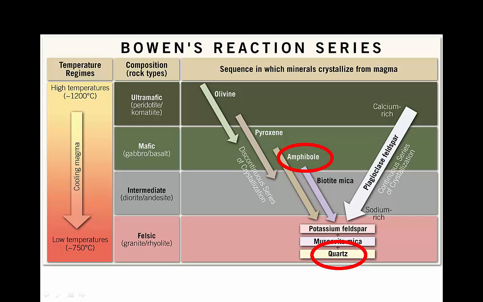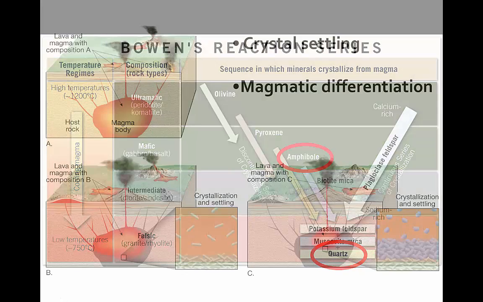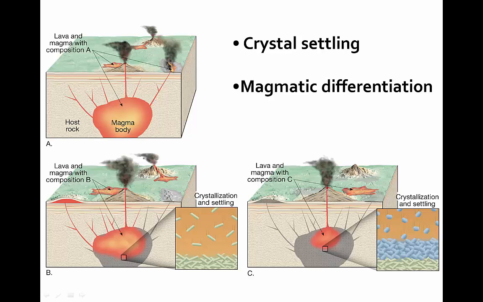Now the opposite would also be true. If you had a magma that was very high in temperature, that had all the right elements to create amphibole and quartz, and you started to slowly cool that magma, the first crystals to form would be the amphibole, and the last crystals to form would be quartz. And it's that difference in melting point or cooling point, solidification point, that allows the creation of different magmas with different compositions.